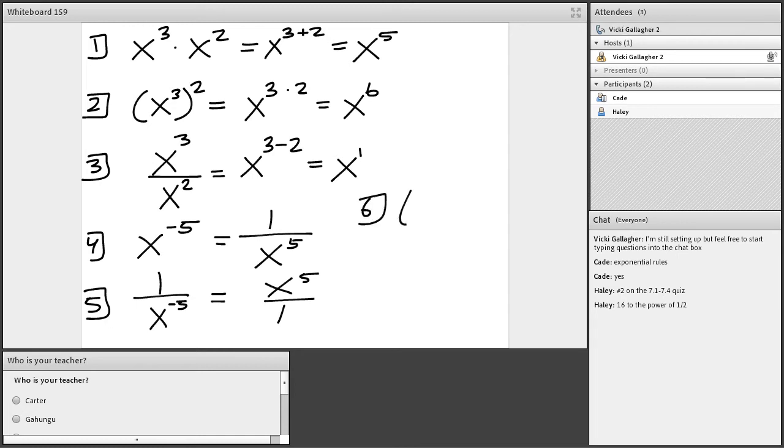If you have more than one variable inside of the parentheses, you have to distribute the exponent to all variables and actually all numbers as well. So if there was also a number 2 in here, it would be 2 to the 3rd as well. You have to do it to everything.